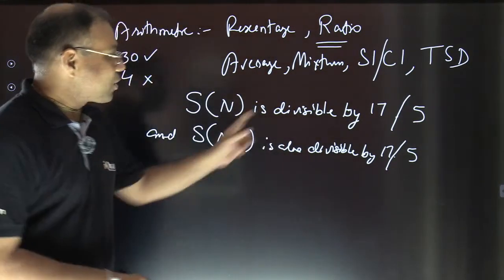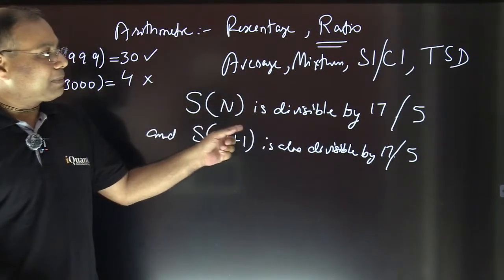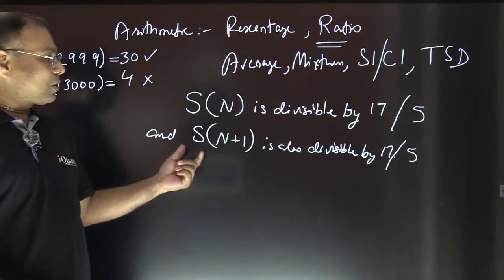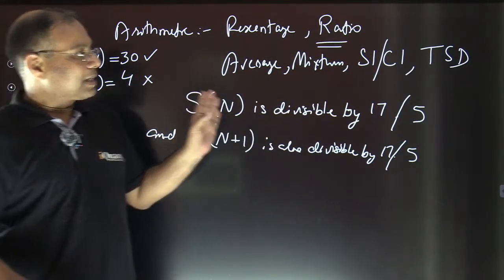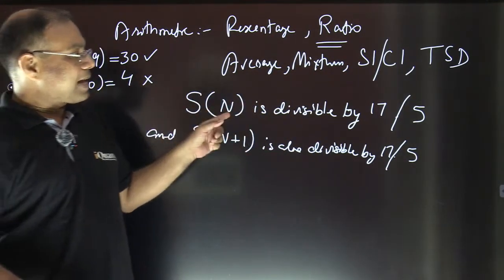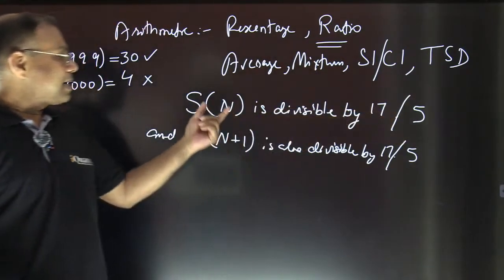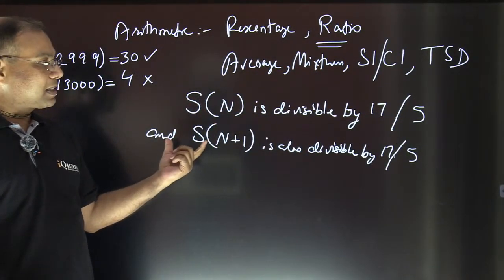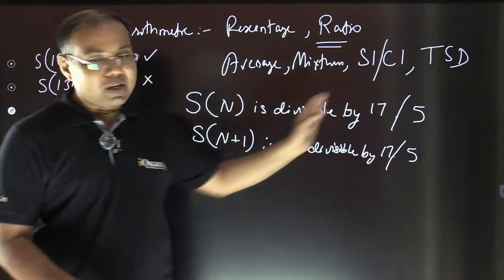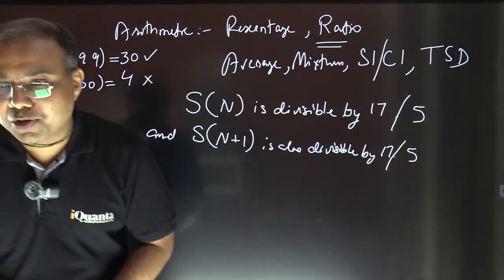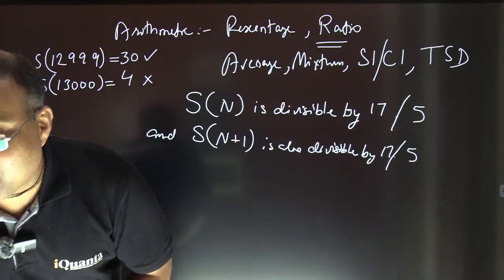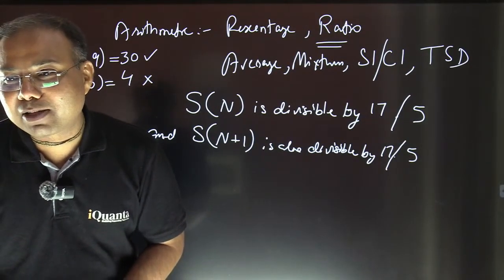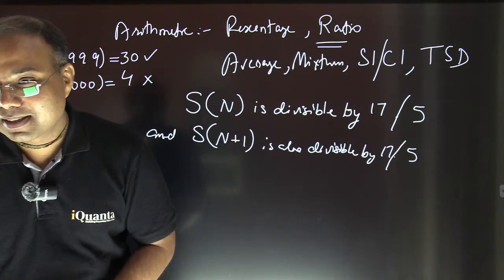Yeah, so these are two different questions. The sum of digits of n is divisible by 17 and the sum of digits of n plus 1 is also divisible by 17. Find the smallest value of n. And the second part is the sum of digits of n is divisible by 5 and the sum of digits of its consecutive number, its successor number, is also divisible by 5. So these are two different questions. Please find out. Okay, now Soumyadeep has come up with a different answer. That's correct, by the way, Soumyadeep. Good.